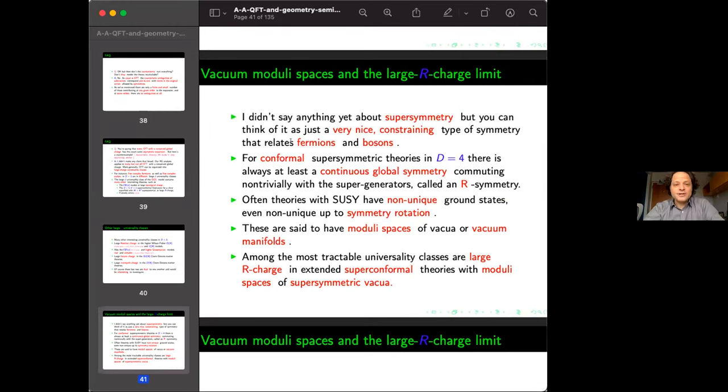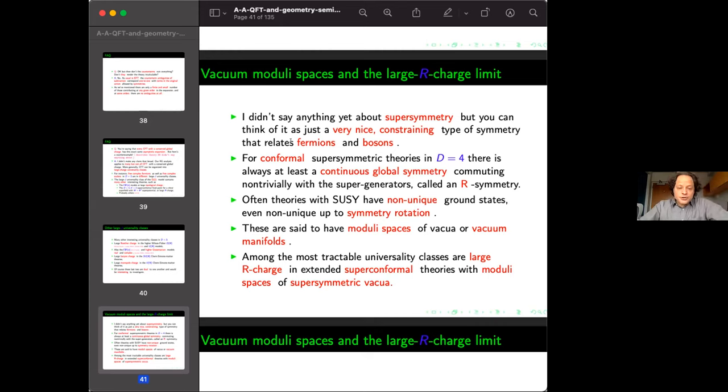Then what I'll talk more about today is vacuum moduli spaces and the large R charge limit. So I didn't yet say anything about supersymmetry. I think probably most of you all know all about it. But for those who don't, I'll just say it's a very nice constraining type of symmetry that relates fermions and bosons. For conformal supersymmetric theories in four dimensions, there is always at least a continuous global symmetry commuting non-trivially with the supergenerators called an R symmetry. And often theories with SUSY have non-unique ground states, even non-unique up to symmetry rotation. Those are called vacuum manifolds or vacuum moduli spaces.